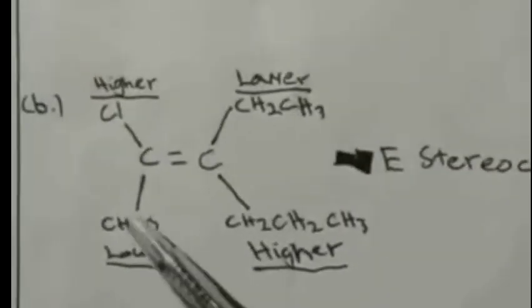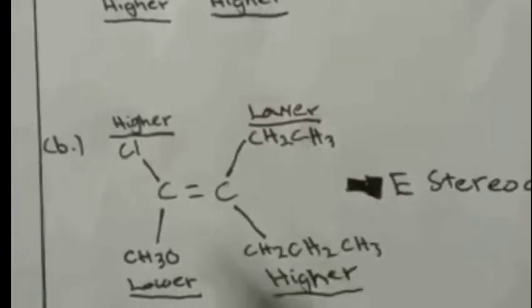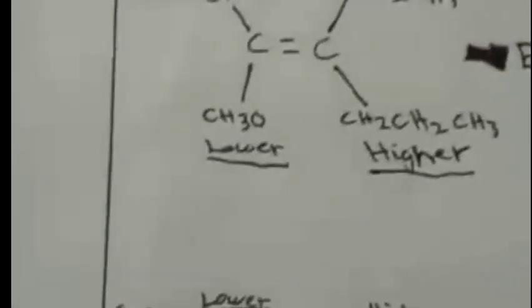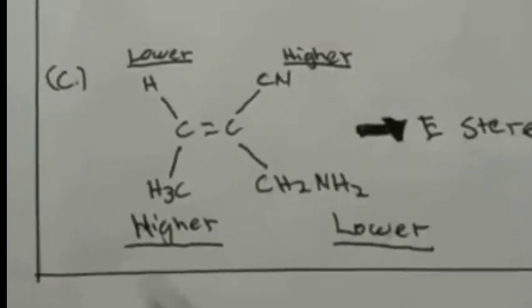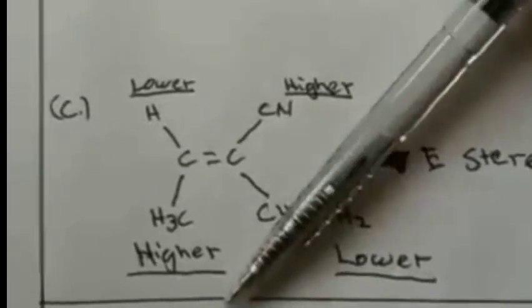Then letter B, this is a higher and this is a lower and a higher. They have opposite sides. So the answer of this is E stereochemistry. And letter C, the lower, the higher and the lower. So they also have opposite sides. So the answer of this is E stereochemistry.